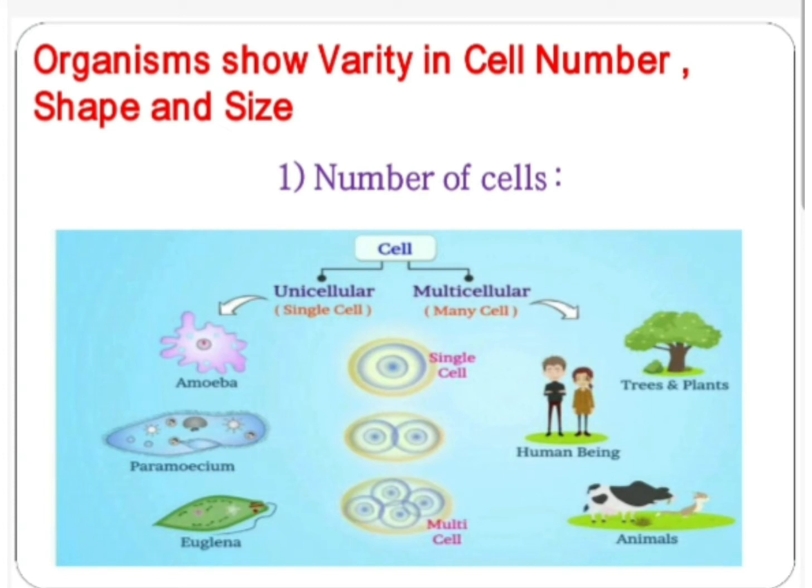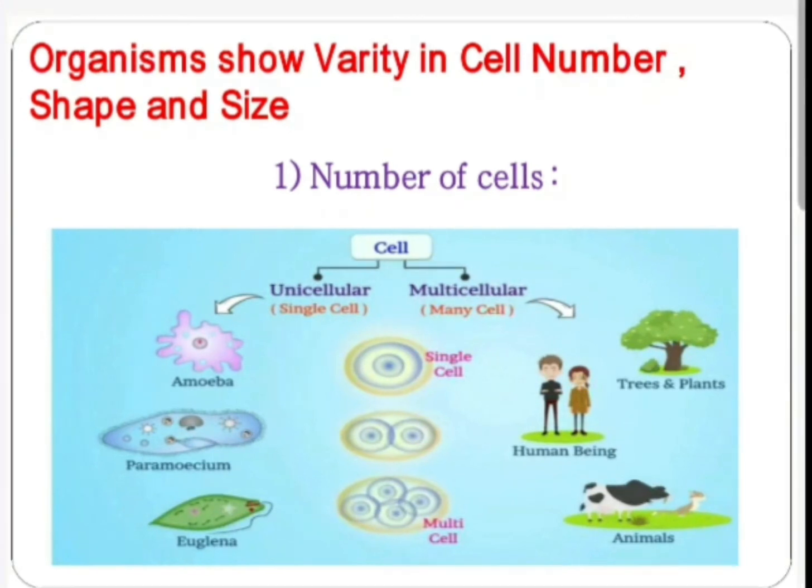There are two types of cell, unicellular and multicellular. First, unicellular. Uni means one and cellular means cell. The single-celled organisms are called unicellular. Examples of unicellulars are amoeba, paramecium, and euglena.